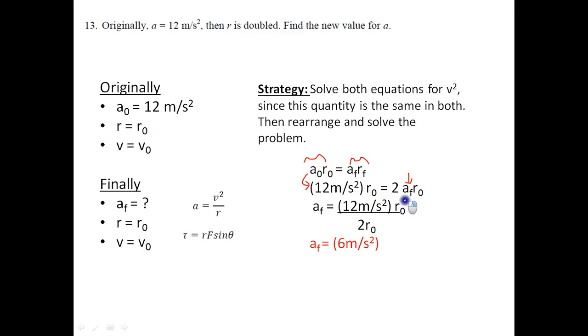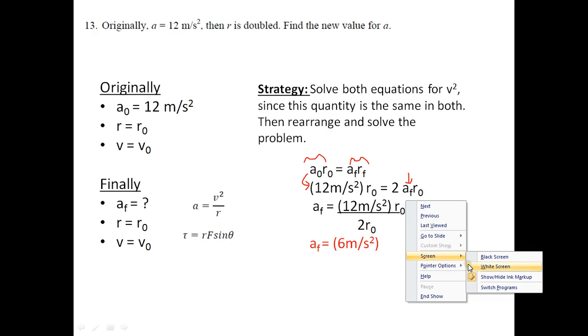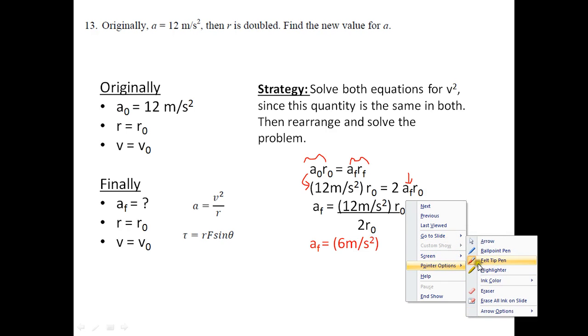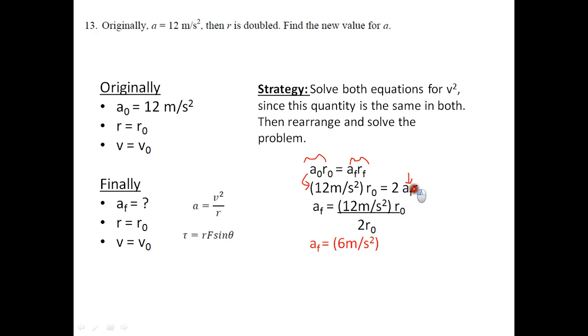Now I rearrange this equation and solve it for my a final value. I'm going to circle this, since this is what I was solving for. So I take my 12 meters per second squared times r naught, and I divide both sides by 2 r naught. When I do that, the equation looks like this.